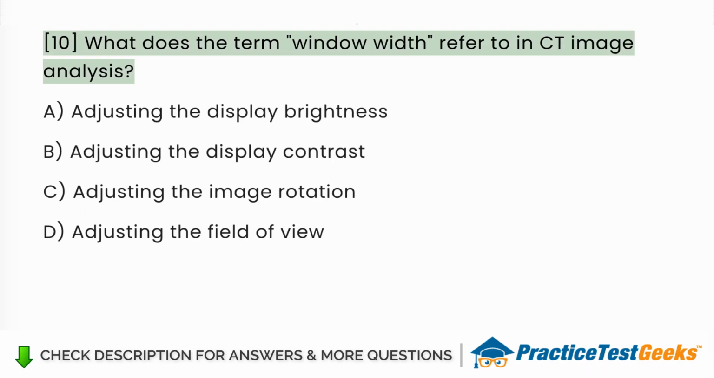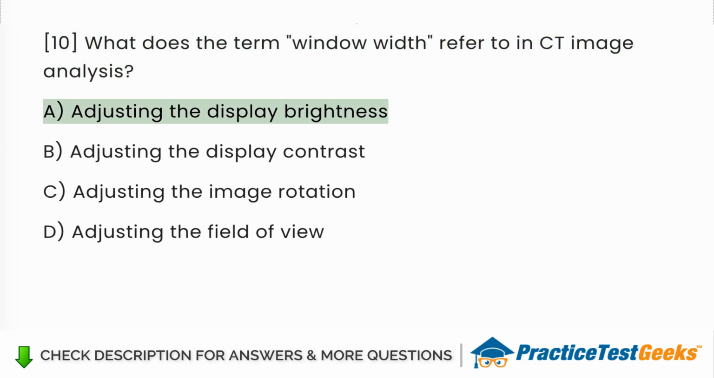What does the term window width refer to in CT image analysis? A. Adjusting the display brightness. B. Adjusting the display contrast. C. Adjusting the image rotation. D. Adjusting the field of view.